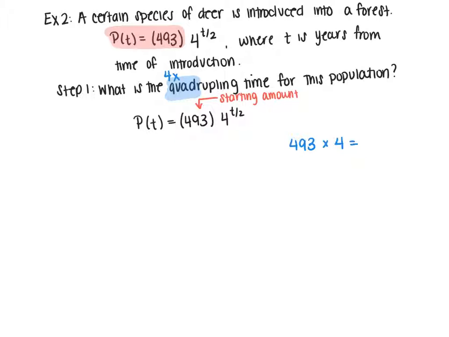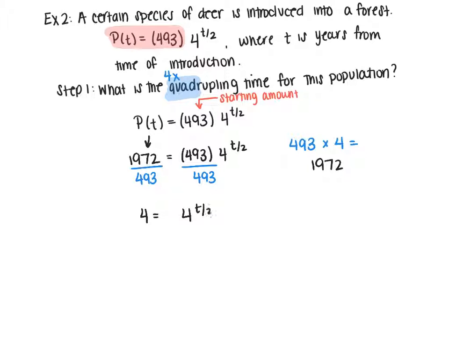So I want to know how long until the deer quadruple, meaning until I have 493 times 4, which gives me 1972. That's what's going to go in my ending amount, so my population. Now I'm able to solve for T. So I'm going to divide both sides by this 493, get rid of that. 1972 divided by 493 is going to give me 4. And then I have that thing.